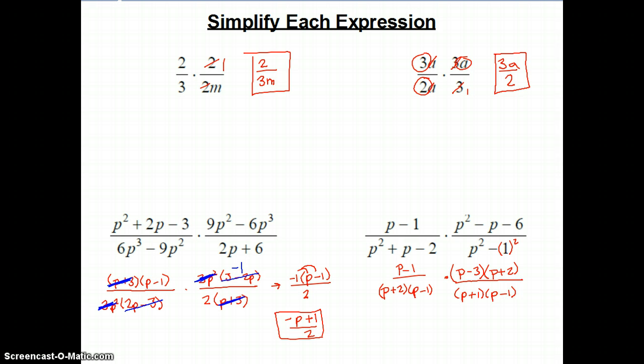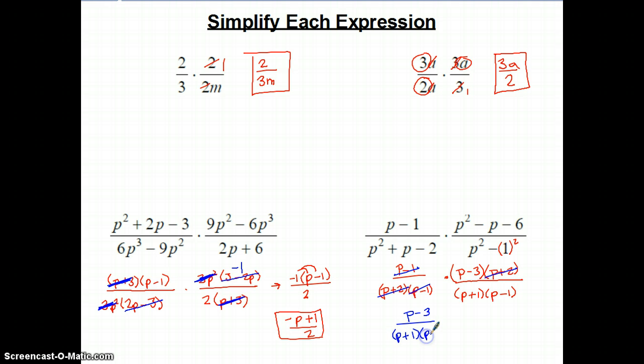Now I look at individual fractions and cross out any common factors between the two. I see a p minus 1 repeated in the left, and on the right there are no common factors between the numerator and the denominator. However, I do see a p plus 2 repeated in the numerator on the right and the denominator on the left, so I may cancel these out. Nothing else reduces, so this leaves me with a p minus 3 over p plus 1 times p minus 1.